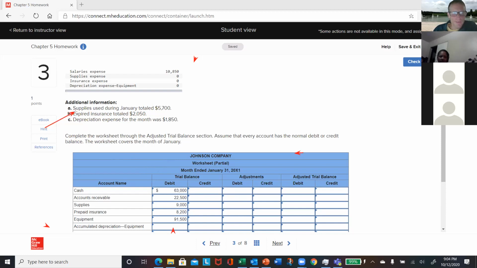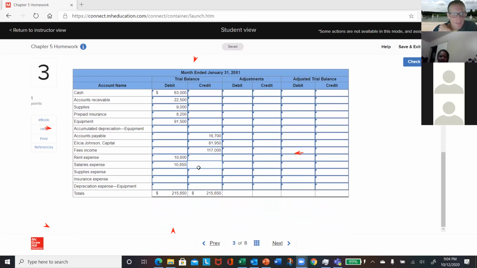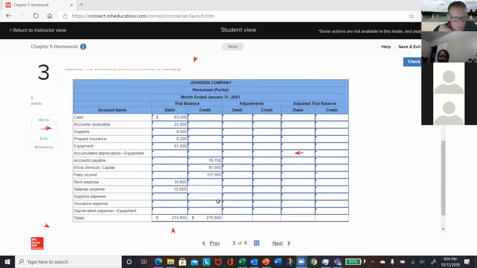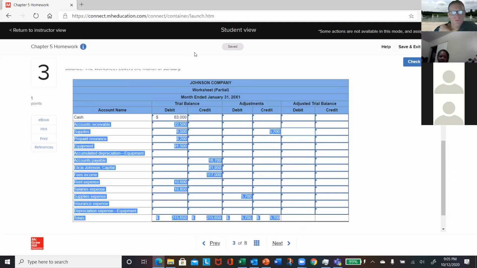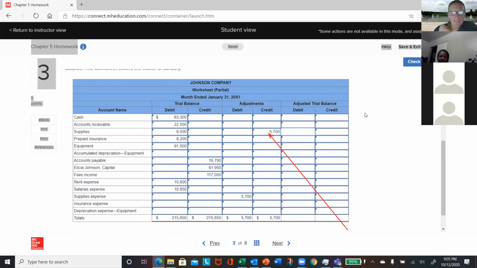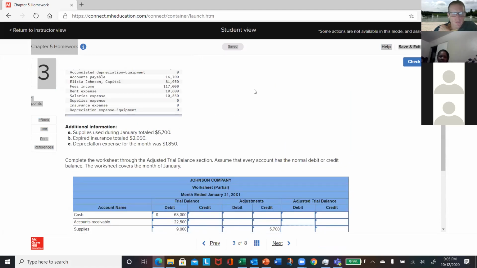So we'll start with supplies. It says supplies used was 5,700. So again, if we were going to do our adjusting entry, we would debit, and it's for 5,700. We would go to supplies expense. You would debit it for 5,700. And of course, you'd credit supplies for 5,700. Notice, again, on the worksheet, you'd have to put it in the adjustment column. There's supplies expense, there's your debit. And then for supplies, there's your credit. Okay, so essentially that's how you do it for that first transaction.